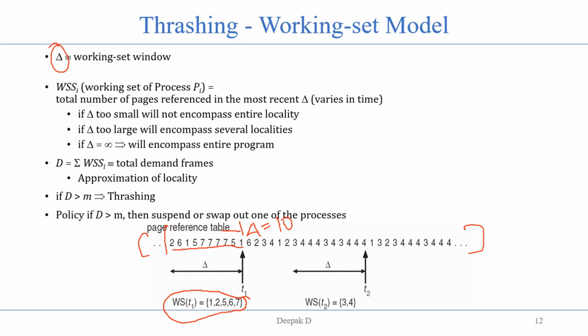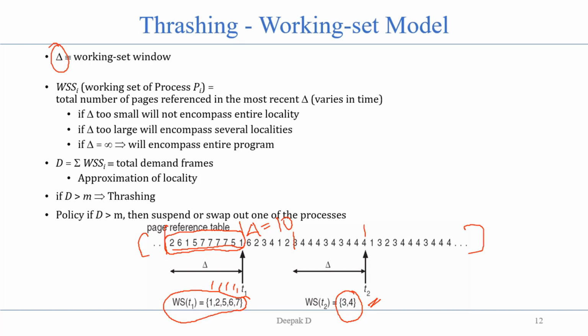So in this time slot T1, how many pages are active in nature? You can see page numbers 1, 2, 5, 6 and 7. Similarly, there is another time defined by T2, and the delta, that is the working set window, starts from here till here. If I want to know which pages are active in this given time, the working set window consists of 2 pages, that is 3 and 4. So this is with respect to the working set.